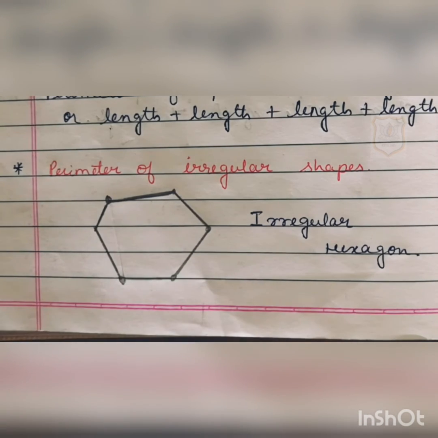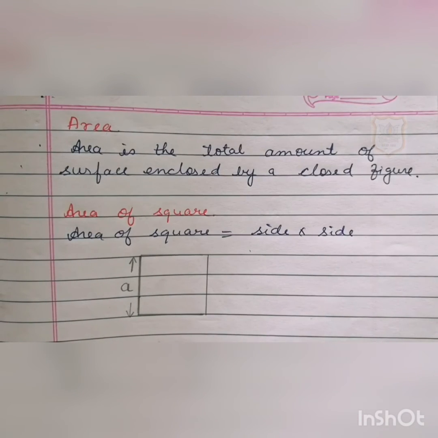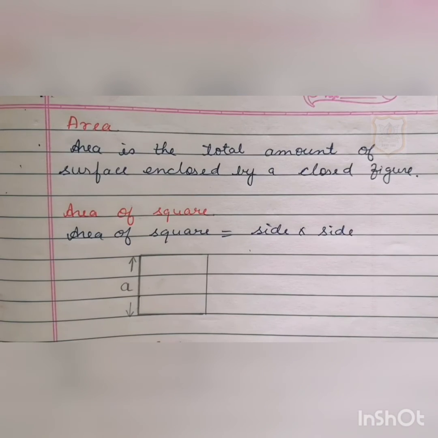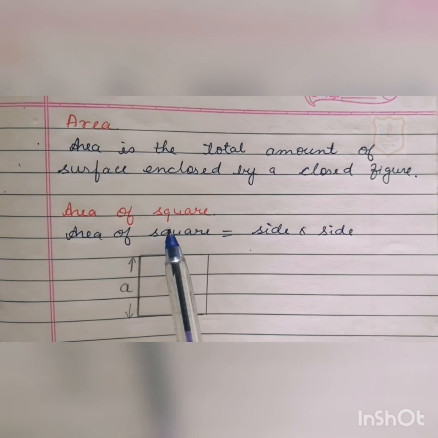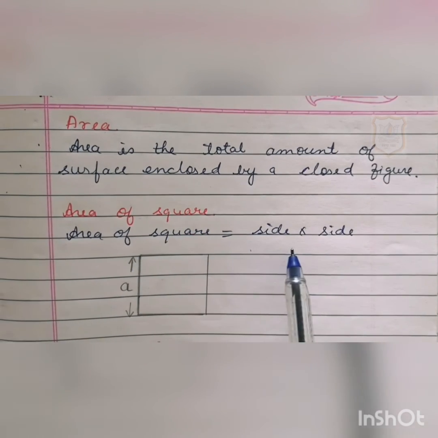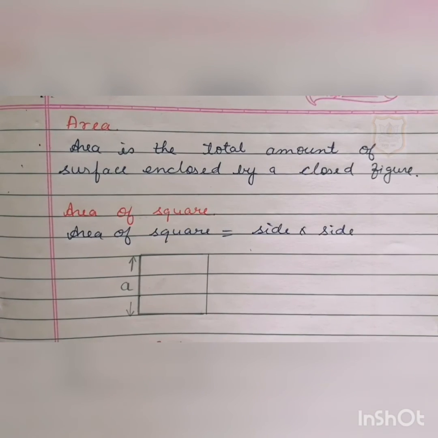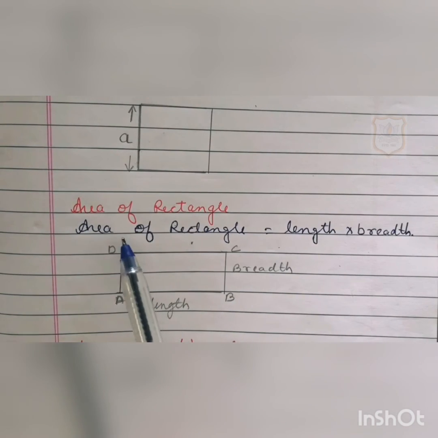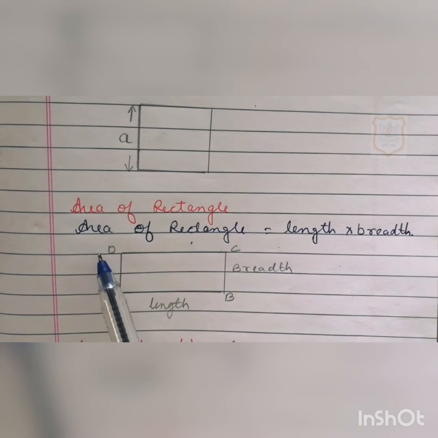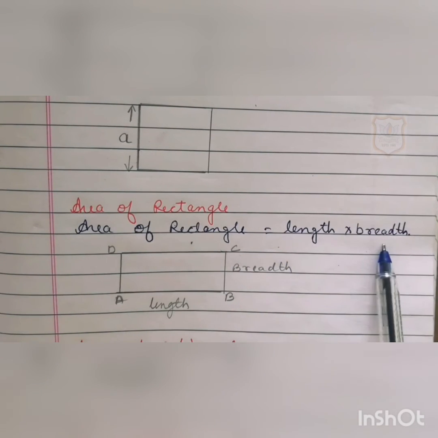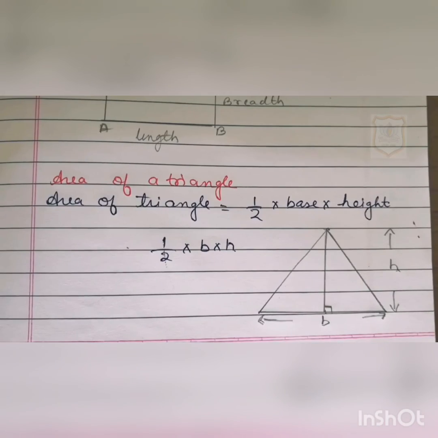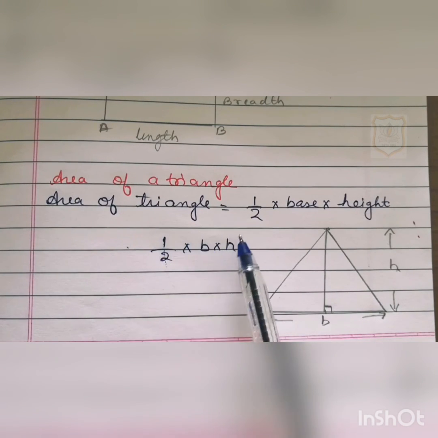Now comes the area. Area is the total amount of surface enclosed by a closed figure. Now the area of a square is equal to side into side. As a square has the same length and breadth, so L into L. The area of a rectangle is L into B, length multiplied by breadth, and the area of a triangle is equal to half into B into H. Now B is the base and H is the height.